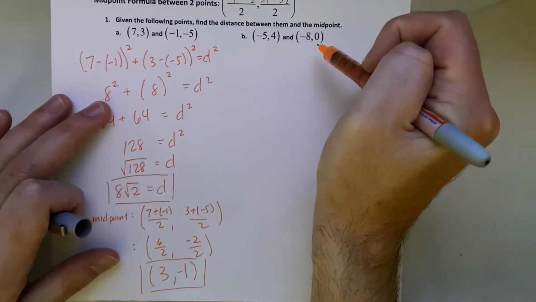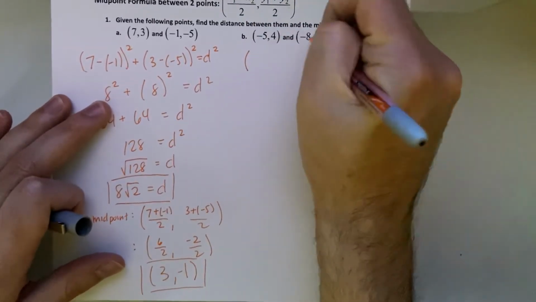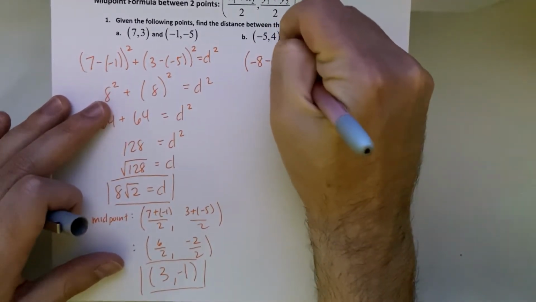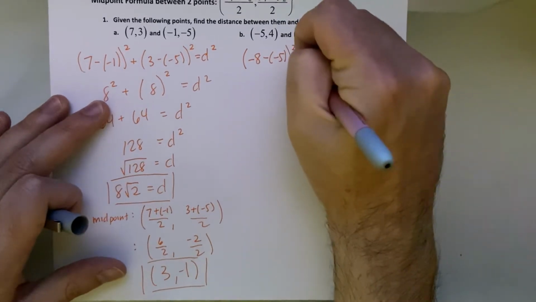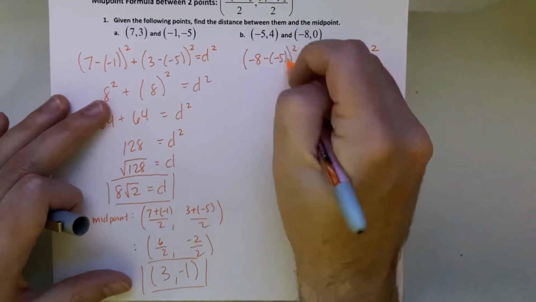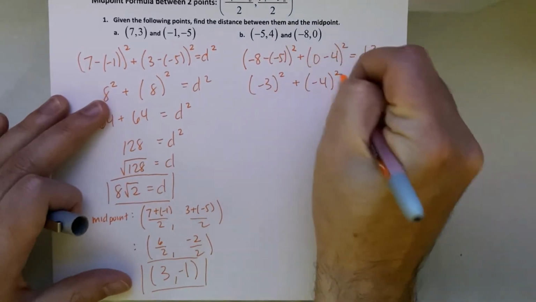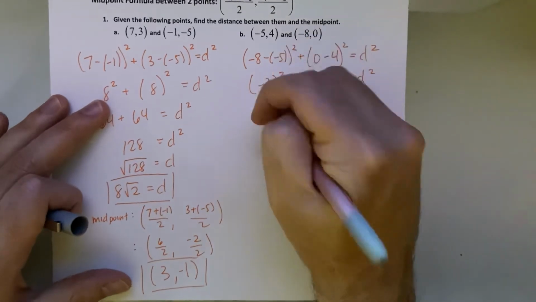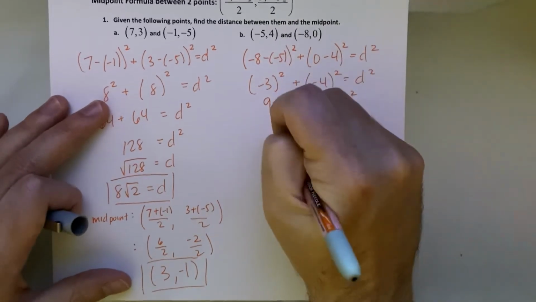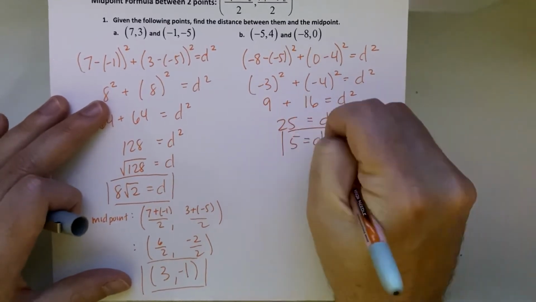Let's try this again with (-5, 4) and (-8, 0). So the distance between them, it doesn't matter which one you do first, so I'll do the second one first this time to show that. -8 minus -5, squared, plus 0 minus 4, squared, equals distance squared. -8 minus -5 is -3 squared plus -4 squared. Anything squared is positive, so this is 9 plus 16 equals distance squared. So 25 equals distance squared, which means the distance between them is 5.